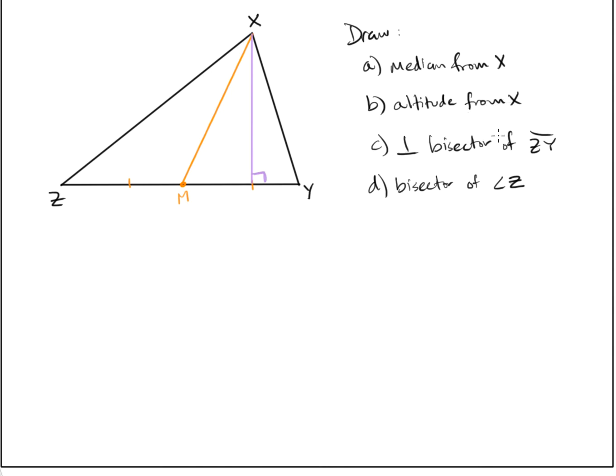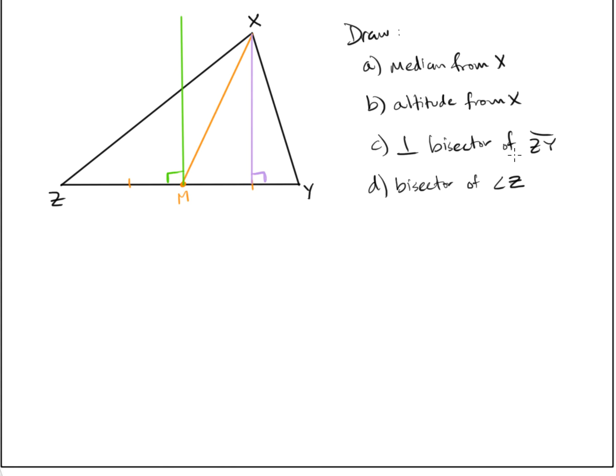Next, I'm going to draw the perpendicular bisector of segment ZY. Now the perpendicular bisector needs to be perpendicular to segment ZY and bisect it, which means it's going to go through the midpoint. Well, I've already determined that M right here is the midpoint. So I'm going to make a segment that goes through M and is perpendicular to segment ZY. I'll make it a little bit longer, going through that side. Notice it doesn't necessarily go over to the vertex here. What it does is it goes through the midpoint and makes a 90-degree angle.